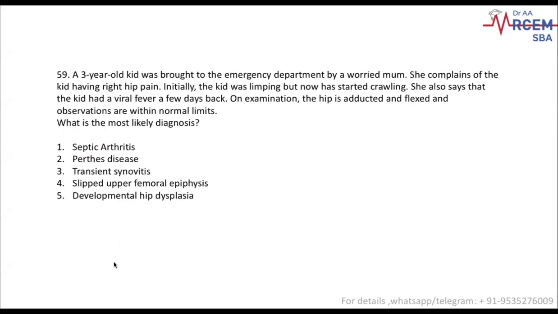A 3 year old kid was brought to the emergency department by the mom. She complains of the kid having right hip pain. Initially the kid had limping, but now has started crawling. Because of the limping, they have gone to a crawling position. So it is a limp case. She also says that the kid had a viral fever a few days back. On examination, the hip is abducted and flexed. Observations are within normal limits. What is the most likely diagnosis?